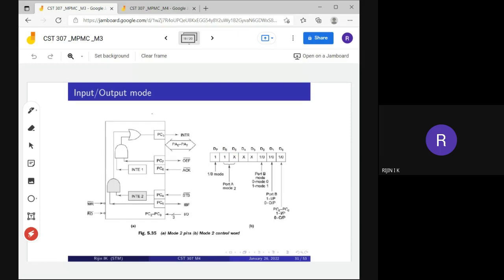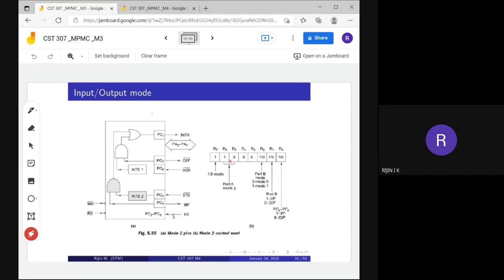In the control word register, these 2 pins are used for mode 2. After setting D6 as 1, D5 can be anything, 0 or 1, which is why it is specified as a don't-care pair. So if D6 is 1, it will be in mode 2. Then the remaining bits you can set either as an input port or output port depending upon the operation, because it is bidirectional in nature.